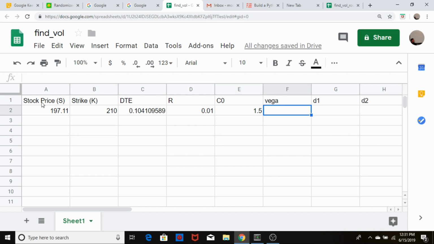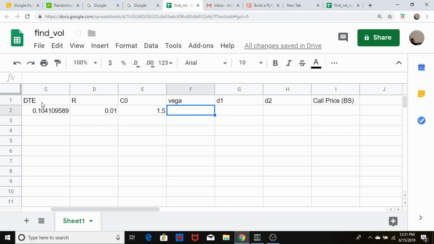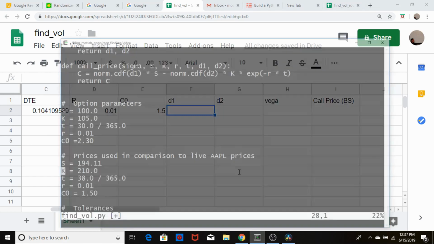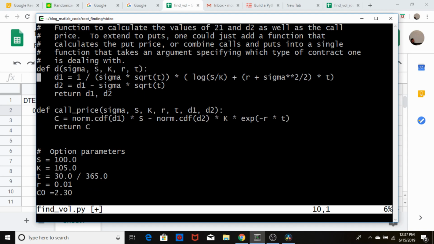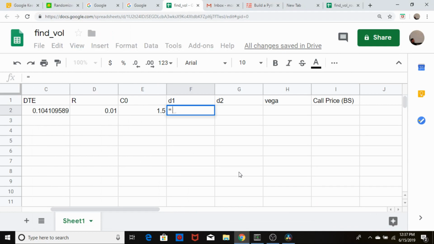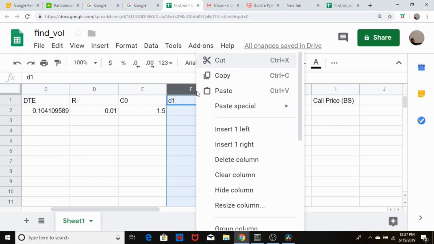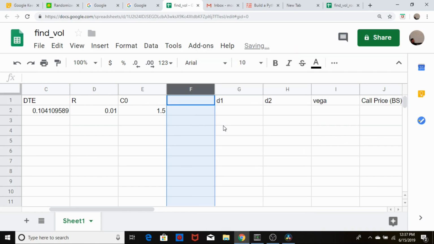So let's start to fill in these things here using the formulas in the code. On second thought, we're going to need to calculate D1 and D2 first, and then we can calculate Vega. So let's go back to the original code, to the functions for D1 and D2. So here's our formula. D1 is 1 over sigma times the square root of days till expiration. So let's just do that. 1 divided by sigma, which is the implied volatility. Oh, we're also going to need a column for vol, so let's insert a column to the left for implied volatility.